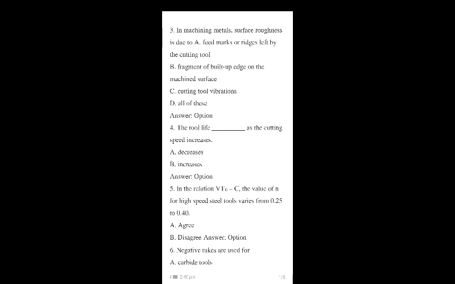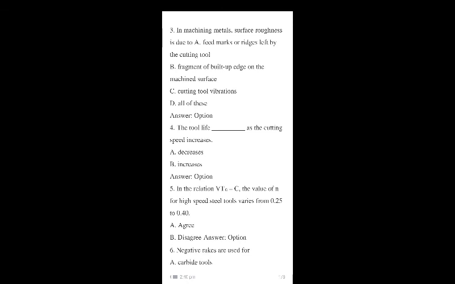Now the question 4, the tool life decreases as the cutting speed increases. Okay, as cutting speed increases, tool life decreases. Now next, in the relation VT^n = C, the value of n for high speed tool varies from 0.25 to 0.40. So option is B, disagree.